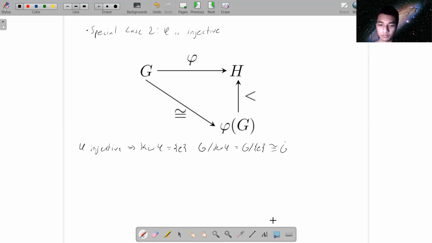And so G is isomorphic to phi of G. As we saw before, phi of G is a subgroup of H. So if we find the homomorphism that is injective, mapping from G to H, what we have shown is that G is isomorphic to some subgroup of H. This, I imagine, has its applications, but I have not seen it used very much. So let's see some examples of utilizing this theorem.